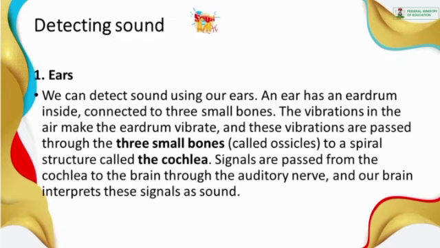The ear has an eardrum inside, connected to three small bones. There are three small bones that are connected to the eardrum. The vibrations in the air column, probably when someone is talking or listening to music, make the eardrum vibrate. Just like you hear me right now, your eardrums will definitely vibrate. You might not feel it because it's a process that happens without affecting other processes in your body. So the vibrations in the air make the eardrum vibrate.